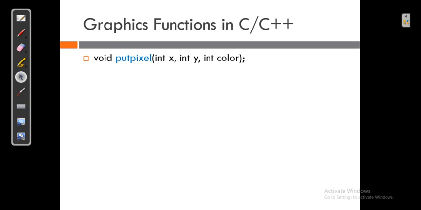So putpixel is when I want to display a single pixel on the screen. Here it has 3 arguments: x, y and color. x, y is the position on the screen. Remember, we have the origin at the top left, so we will give x, y accordingly. And then int color is what sort of color you want to assign to that particular pixel.